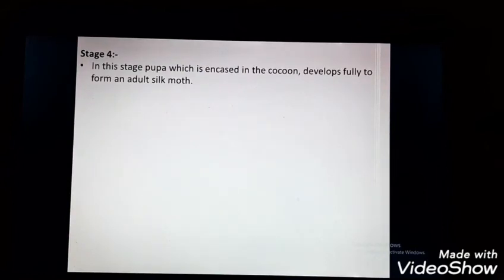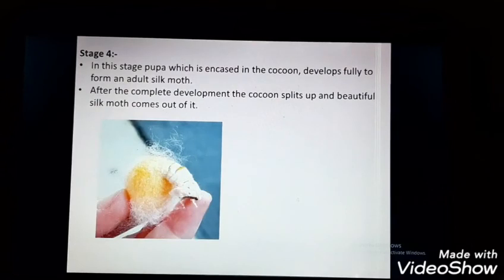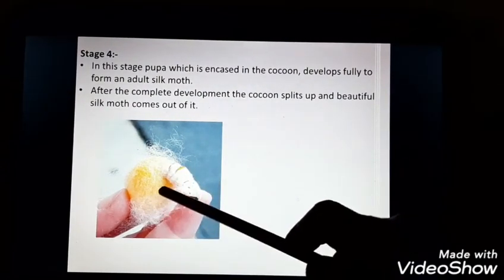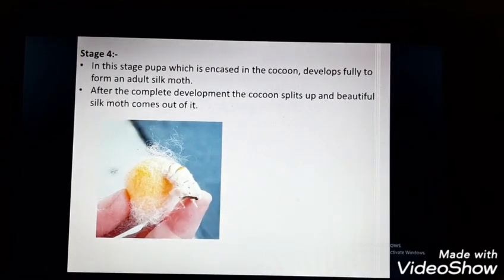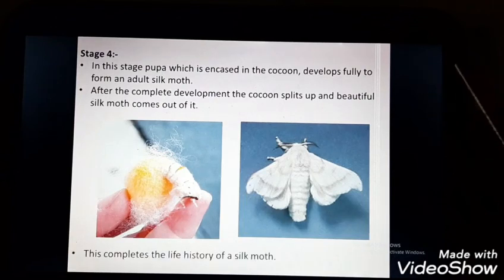During stage 4, the pupa, which is encased inside the cocoon, develops fully to form an adult silk moth. Now the space is less for it. So what does it do? After the complete development, the cocoon splits up, and the adult silk moth comes outside by rupturing the cocoon. So here you can see that the adult silk moth is coming out from that cocoon by rupturing it, and this is the adult silk moth. This completes the life history of a silk moth.